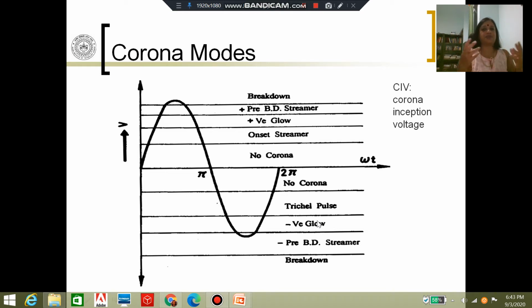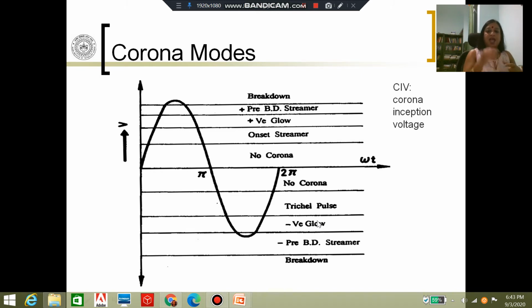Streamer discharges may be transient, but they're not quite pulsative in nature. They are of longer duration. Trickle pulses are pulsative in nature. So you will see that on the conductor surfaces, there are some red. Trickle pulses are red in color, which is very different from the color in the case of a positive discharge, positive corona. So that is how you can distinguish, just by looking at it, between positive corona and negative corona. There is a color difference initially.